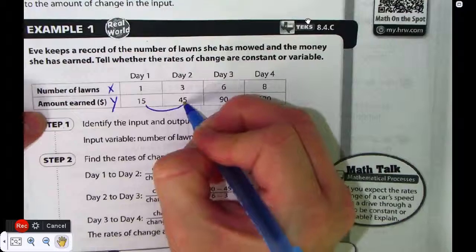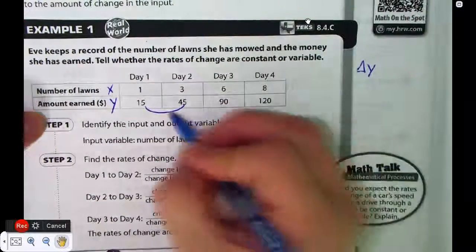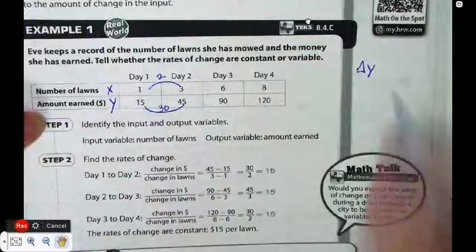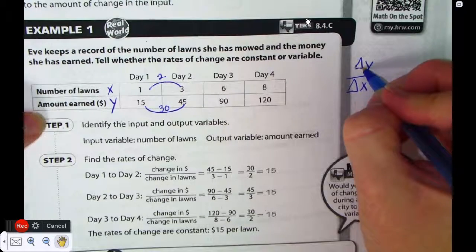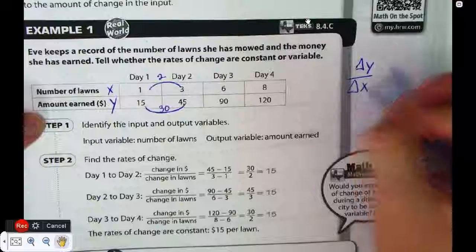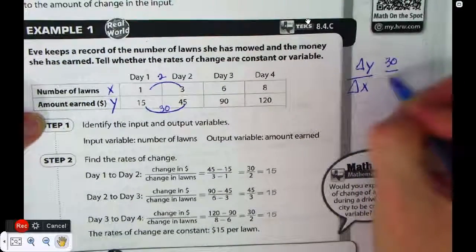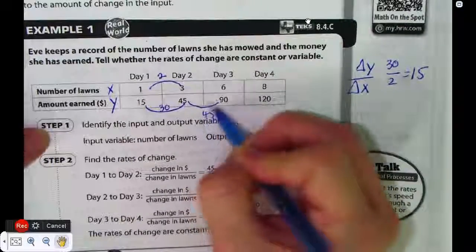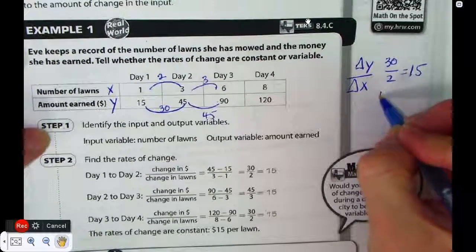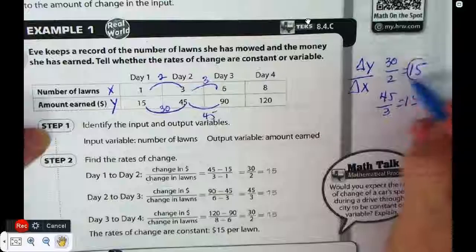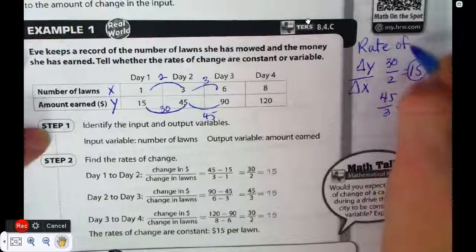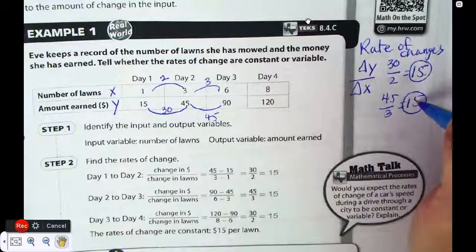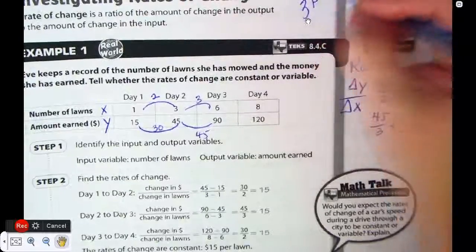So what we're going to do is find the change in Y. What is it? 30. And the change in X is 2. So we're not dividing Y by X, we're doing the change in Y over the change in X. So that's going to be 30 over 2, which is 15. And then if I do these, that goes up, what, 45? And that goes up 3. So the change is 45 over 3, which is also 15. So these are the rates of change. That is the rate of change. They're the same. That's 15. Okay, now you go.